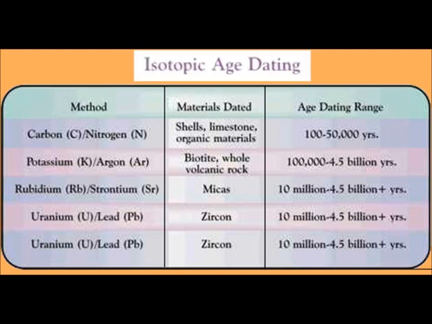This chart shows different radioactive isotopes, the materials that are useful in dating, and the range in which they're accurate. So for example, carbon can be used to date organic materials like shells and limestone, and the range it's accurate in is 100 to 50,000 years. In comparison, potassium can be used to date biotite and whole volcanic rock samples, and its accuracy range is 100,000 to 4.5 billion years.